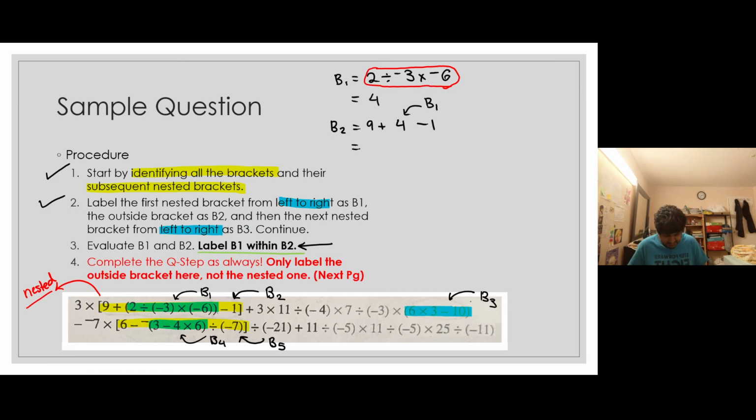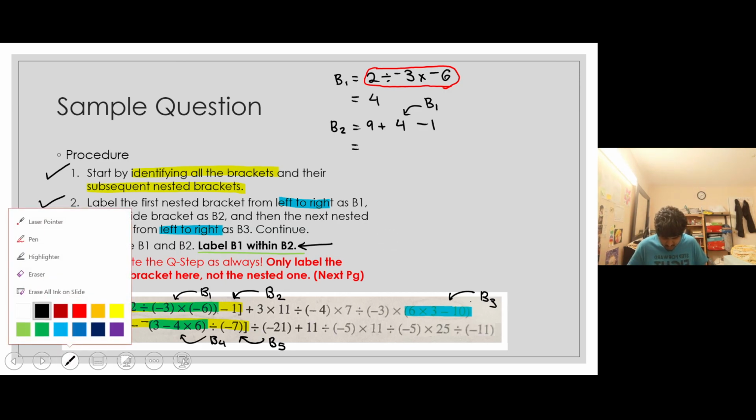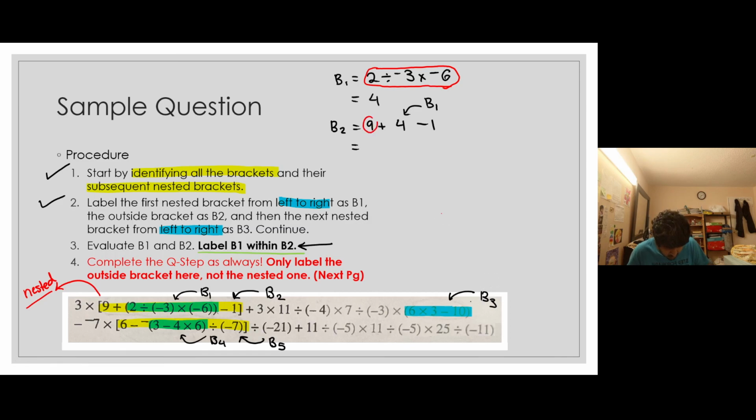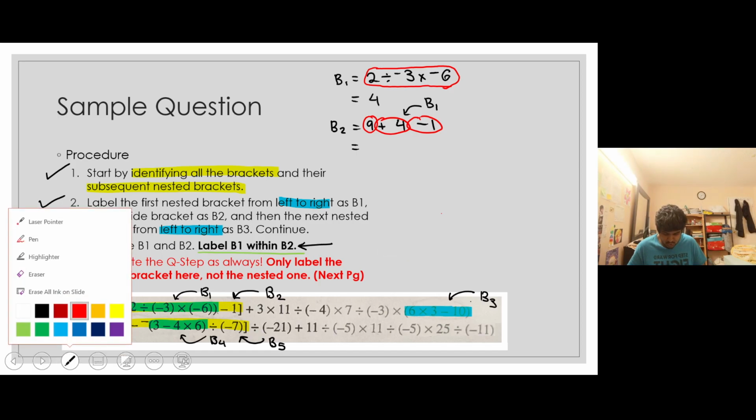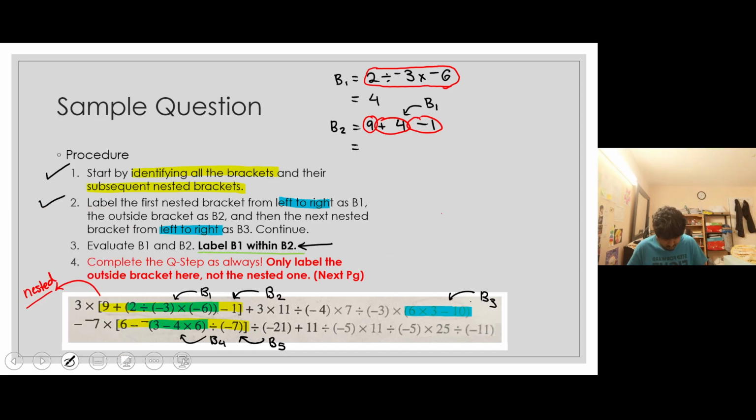Obviously, circling this is, again, relatively straightforward. Grab our red here. Everything has its own little circle because all we're doing here is plus and minus. 9 plus 4 is 13. 13 minus 1 is equal to 12. All right, let's keep going. I promise we're almost done.